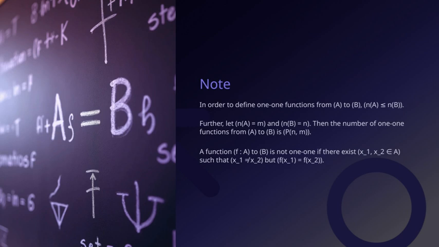Finally, it's important to note that for these one-to-one functions to exist, the size of A must be less than or equal to the size of B. That is, n(A) should be less than or equal to n(B). Otherwise, it's impossible to assign unique images to each element in A without overlaps. This concept ties back to our overall theme of understanding how the structure and size of sets influence the types and number of functions we can define between them.